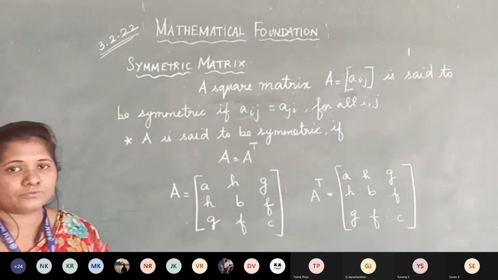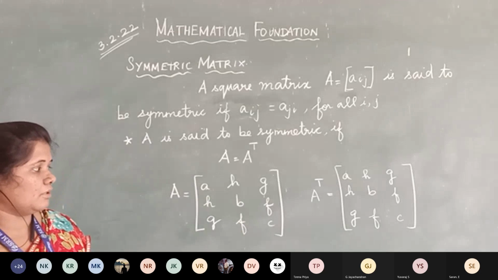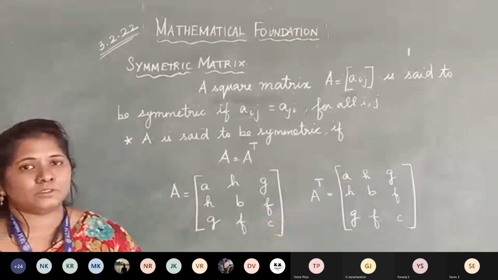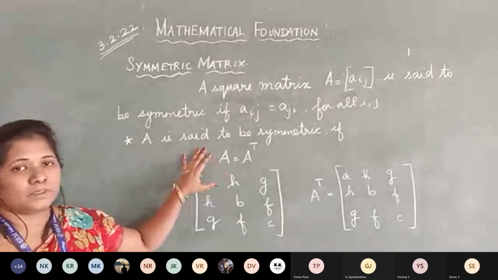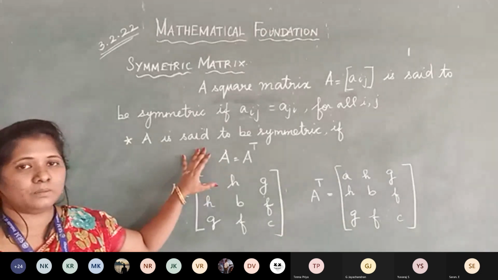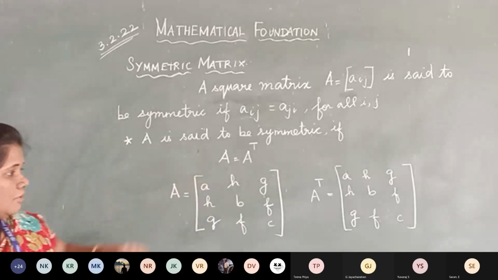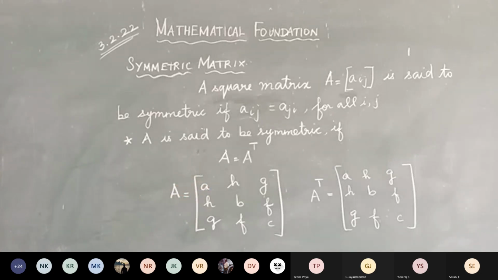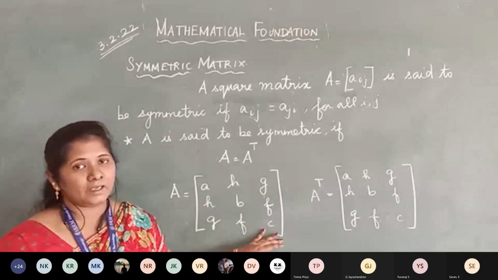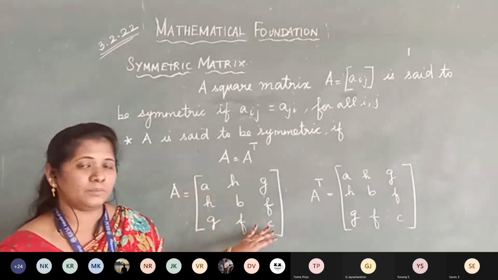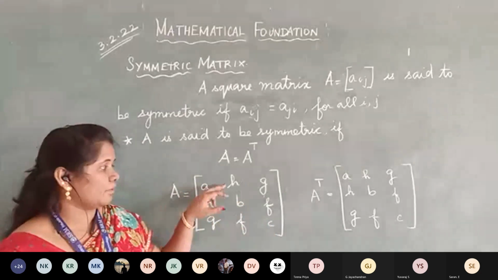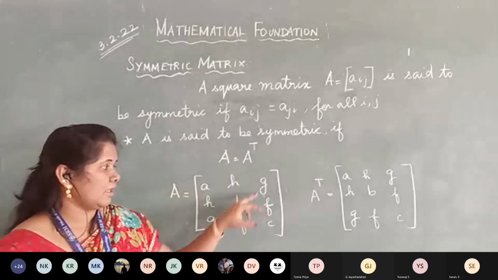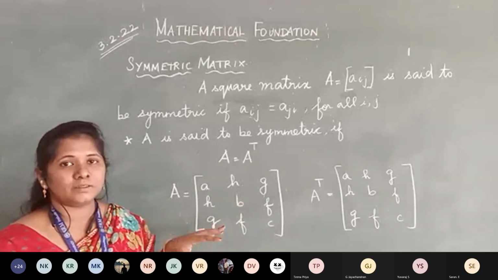A good example of a symmetric matrix. See, the same given matrix we are getting in A transpose. So if it is equal, it is a symmetric matrix. If it is not equal, it will become non-symmetric. Basically, the main diagonal elements will vary, but the above term and the below term will be the same. H, F, H, F. If it is like that, it is the same.